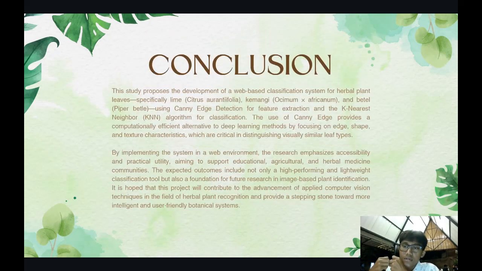Next is the conclusion. This study proposed the development of a web-based classification system for herbal plant leaves, specifically lime, kemangi, and betel, using Canny edge detection for feature extraction and the nearest neighbor algorithm for classification. The use of KNN provides a computationally efficient alternative to deep learning methods by focusing on edge, shape, and texture characteristics, which are critical in distinguishing visually similar leaf types.